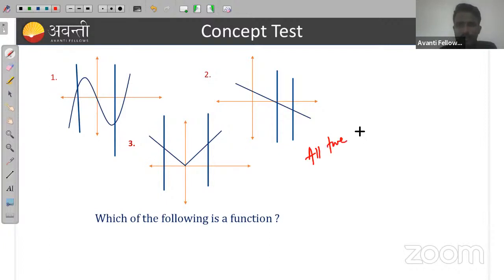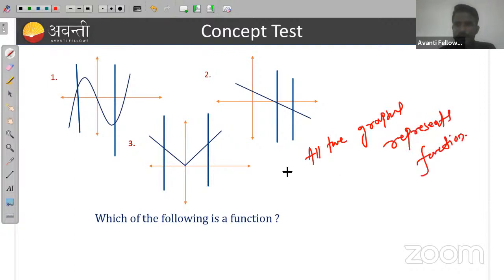All the graphs represent functions. Okay, got it?